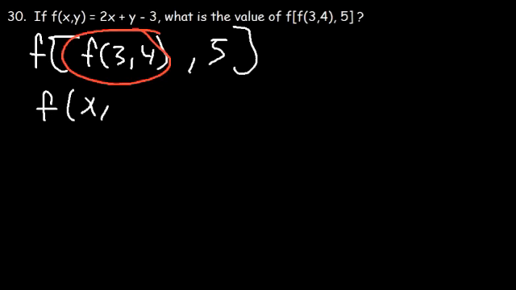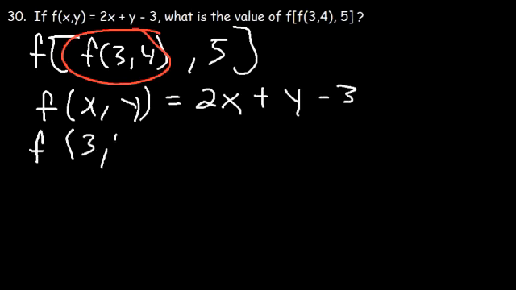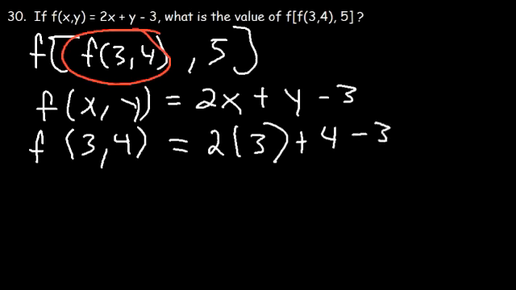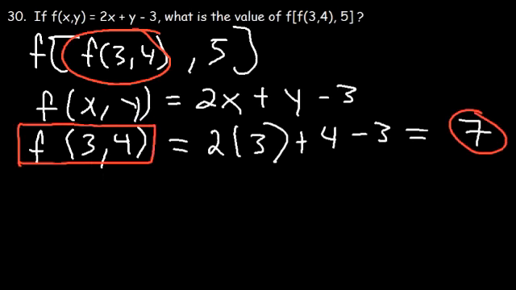So if f of x comma y is equal to 2x plus y minus 3, then we can see that x is equal to 3 and y is equal to 4. So let's plug in 3 for x and 4 for y. So this is going to be 2 times 3 plus 4 minus 3. 2 times 3 is 6, 6 plus 4 is 10, and 10 minus 3 is 7. So therefore f of 3 comma 4 is equal to 7.